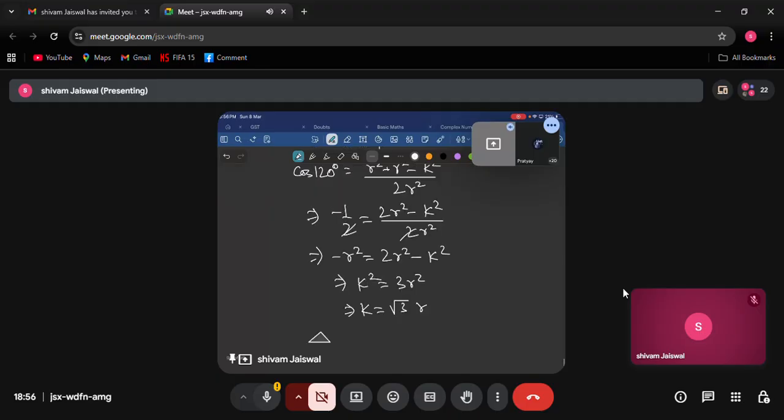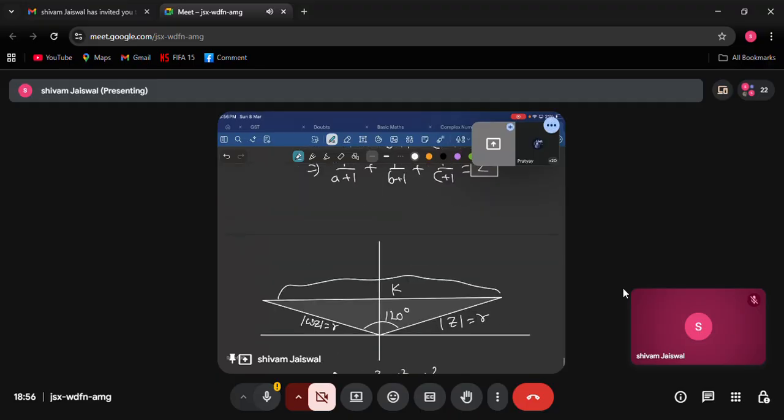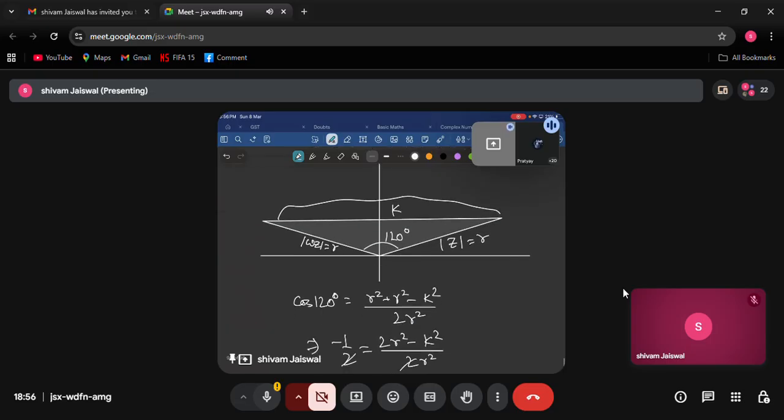So wait, we need to find the area of the triangle, so we need to find the height also. It's an isosceles triangle, right? If I drop a perpendicular from here, it will meet at the midpoint. So we can find half of the side. Half of the side is root 3 by 2r. Okay, so what is the height?